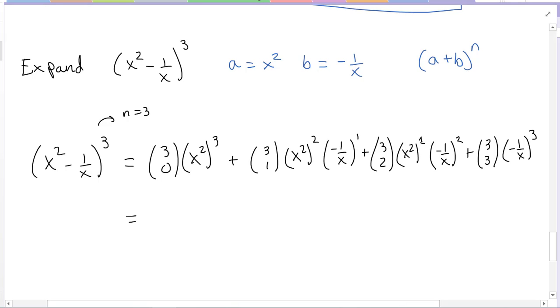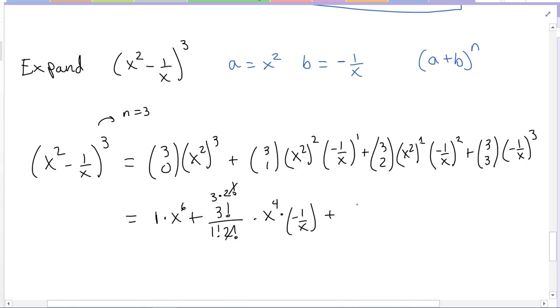3 choose 0 is 1. So I'm going to have 1 times x to the 6, plus 3 choose 1 is 3, but you can do it out. That would be 3 factorial over 1 factorial times 3 minus 1 factorial, which is 2 factorial. And remember, using that trick, 3 factorial is 3 times 2 factorial, so the 2 factorials cancel. That's how we just get the 3. And x squared squared will be x to the 4th times negative 1 over x. So we'll come back through and simplify all of this.